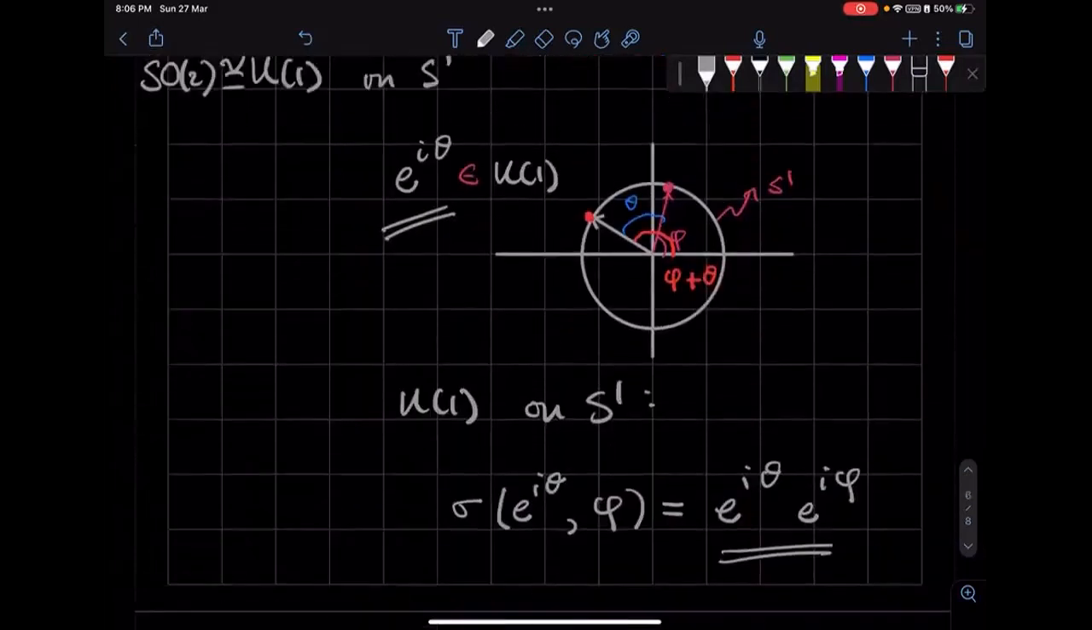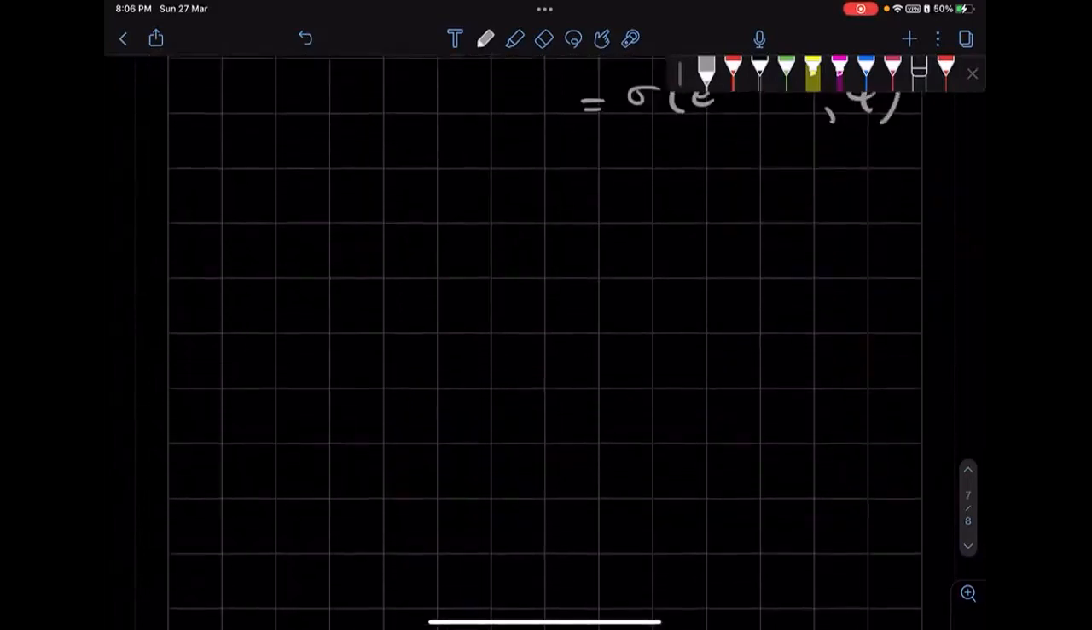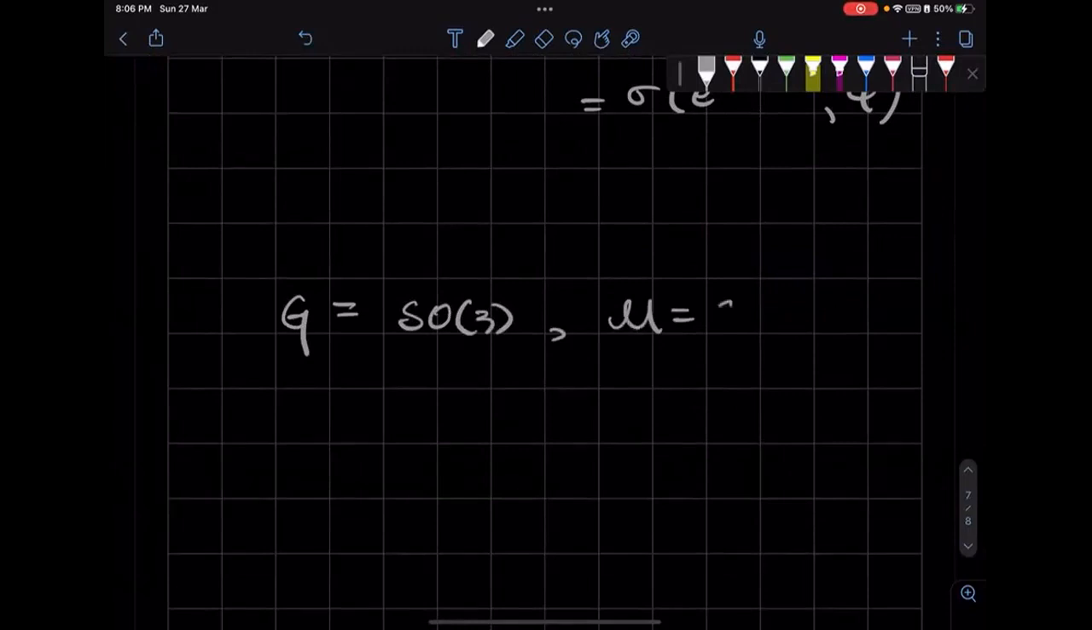Now, of course, you might think that the fact that U1 is the same thing as the circle has something to do with this, and that's actually not true. Because of that, we can take G to be SO3 and M to be the two-sphere. Intuitively it should be clear, and it's not very hard to prove, that any point on the two-sphere can be reached from any other point by a rotation in SO3. So this is also a transitive action.